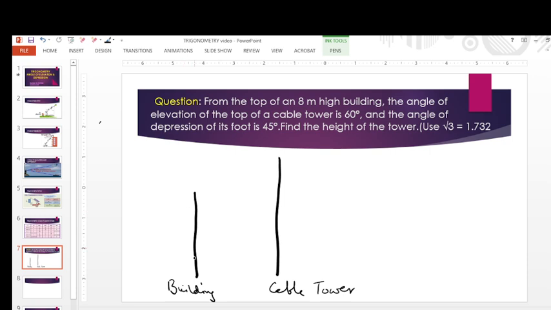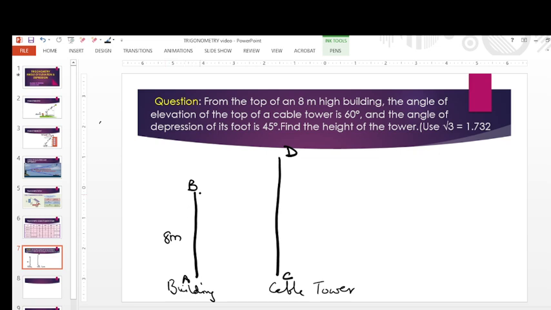So the height of the building is 8 meters. So this is 8 meters, and you must always label whatever line segments you are taking. So this is A, and here it is B I am taking, and the cable tower I am taking C, and this is D. Now the building is 8 meters high.